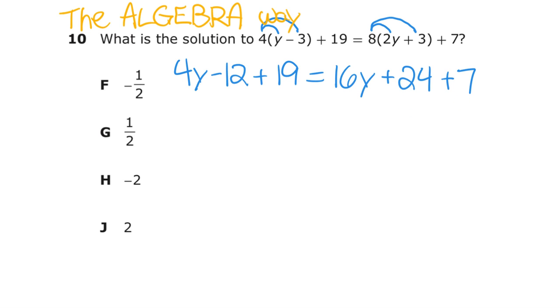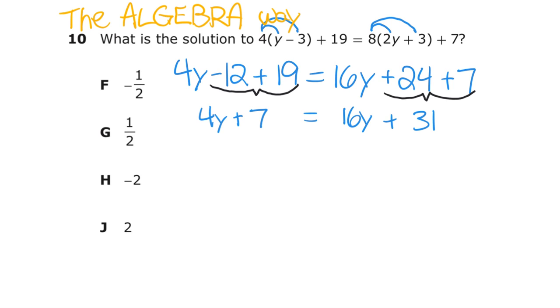Hey, that's not too bad. The next step is to combine like terms. So we have negative 12 plus 19 is 7, 4y plus 7 on the left, and 24 plus 7 is 31, so 16y plus 31 on the right.